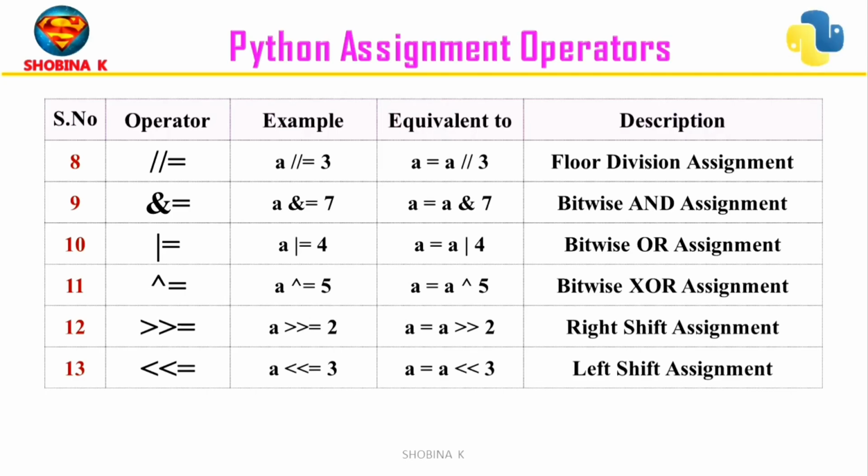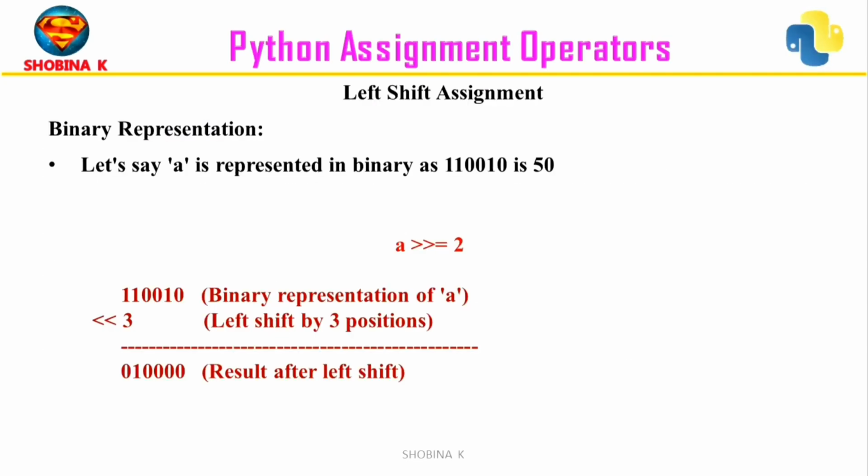And finally we have the left shift assignment operator. This operator takes the current value of a variable, performs a left shift by the specified number of positions, and assigns the result back to the variable. Now let's see how the left shift assignment operator works. Let's say we have a variable A which is represented in binary as 110010. Its decimal equivalent is 50.